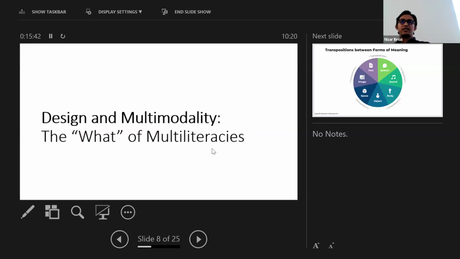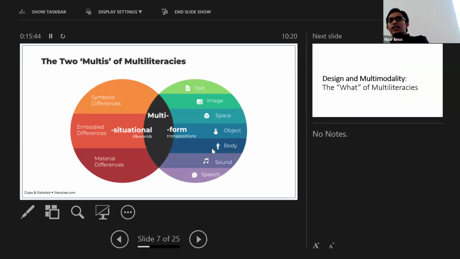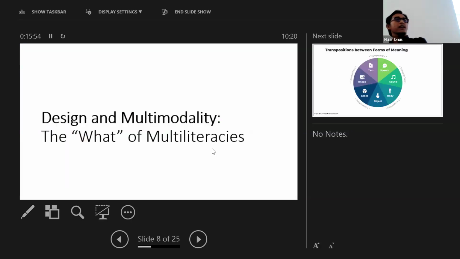Okay, let's talk about the second part. That is why literacy can also mean communication in multimodal and multi-situation. The second part of multiliteracies is about what? What is design of multiliteracy, or what is multimodality?